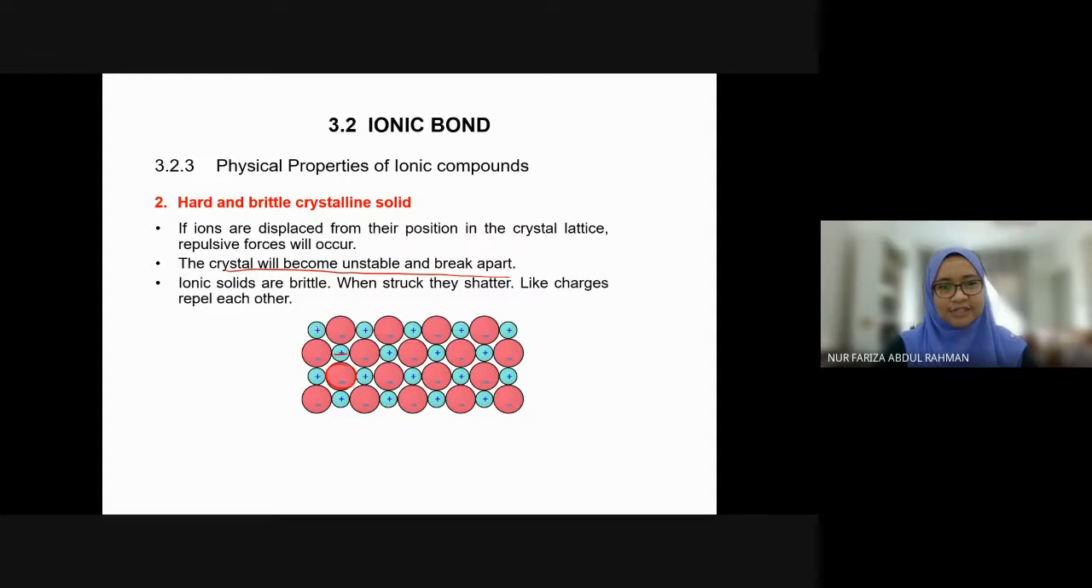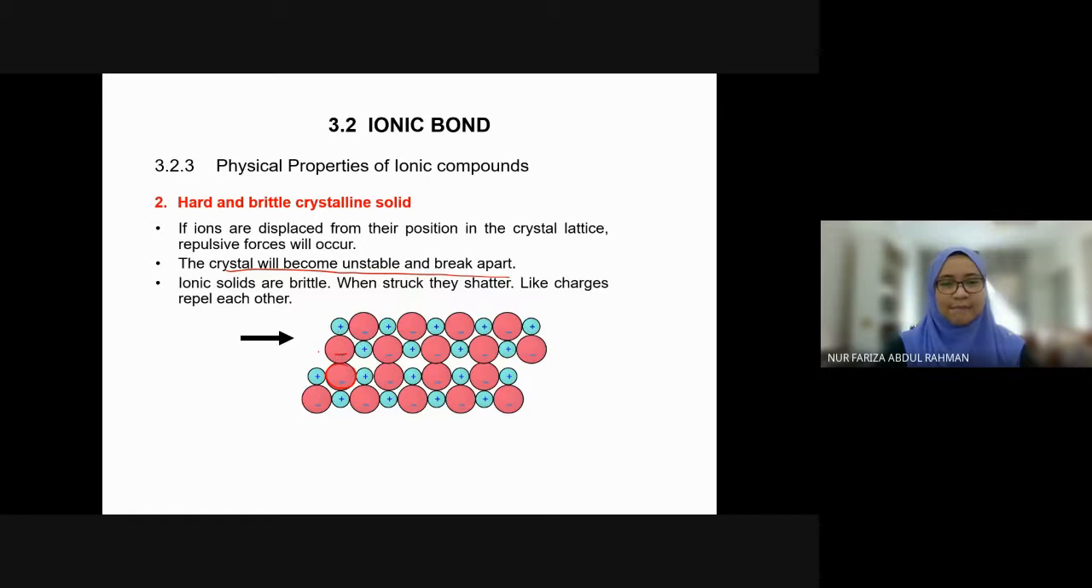So as you can see dia disusun begini. Positif, negatif, positif, negatif, positif, negatif, negatif, positif. Sebab ada that attraction. Okay. Opposite charge attract. Tapi kalau you ketuk dia, you kacau dia, there will be displacement of ion dekat situ. So dia dah terganggu, so what will happen?